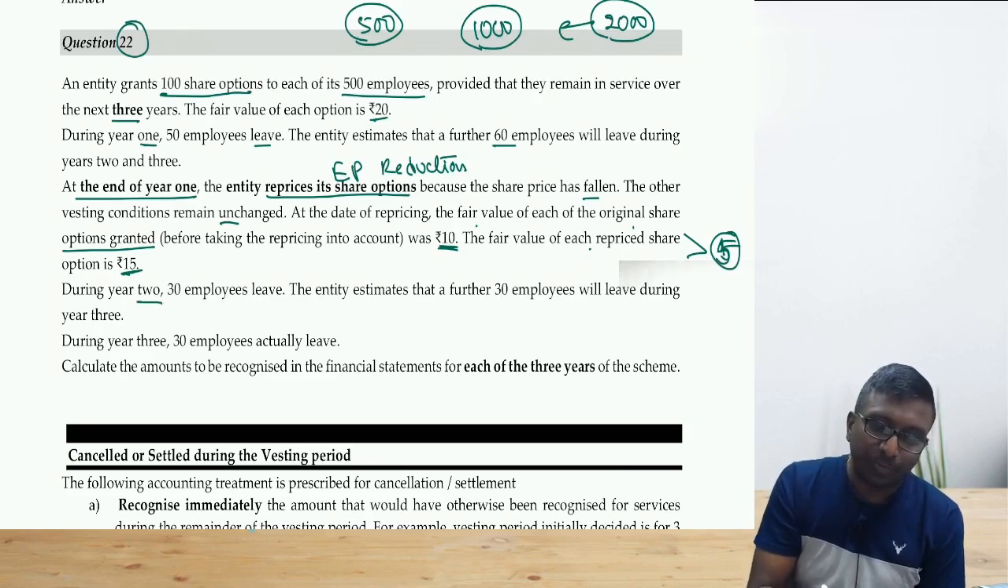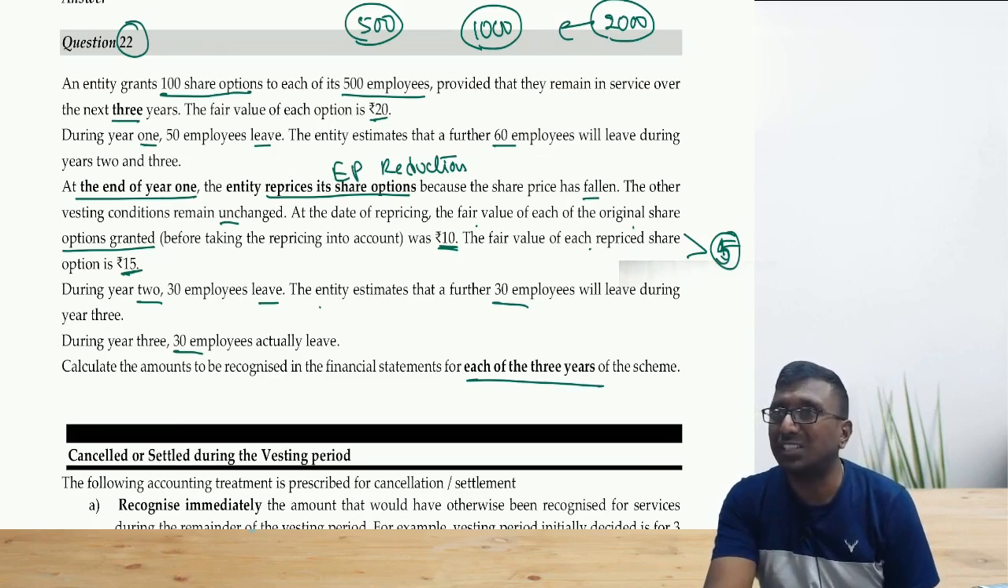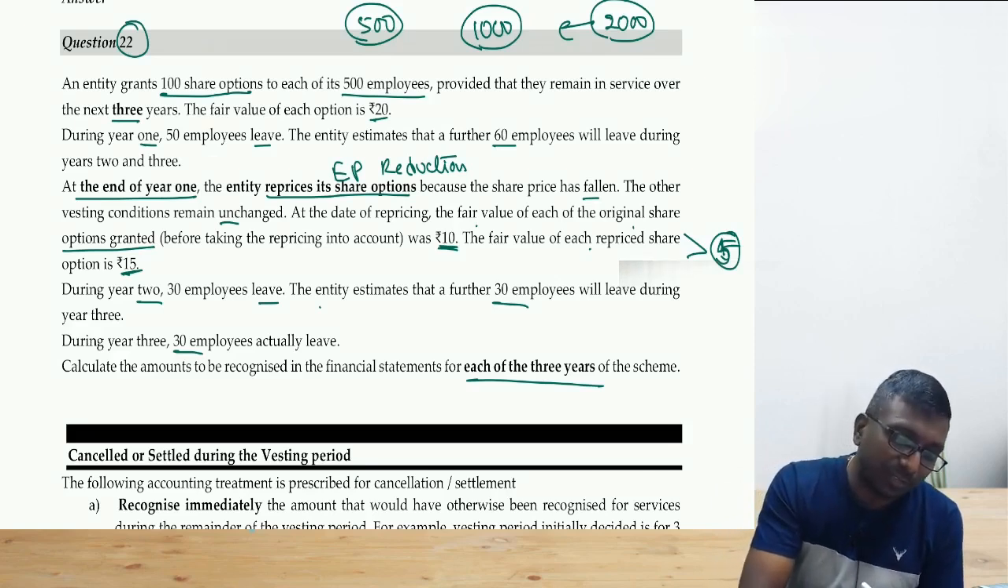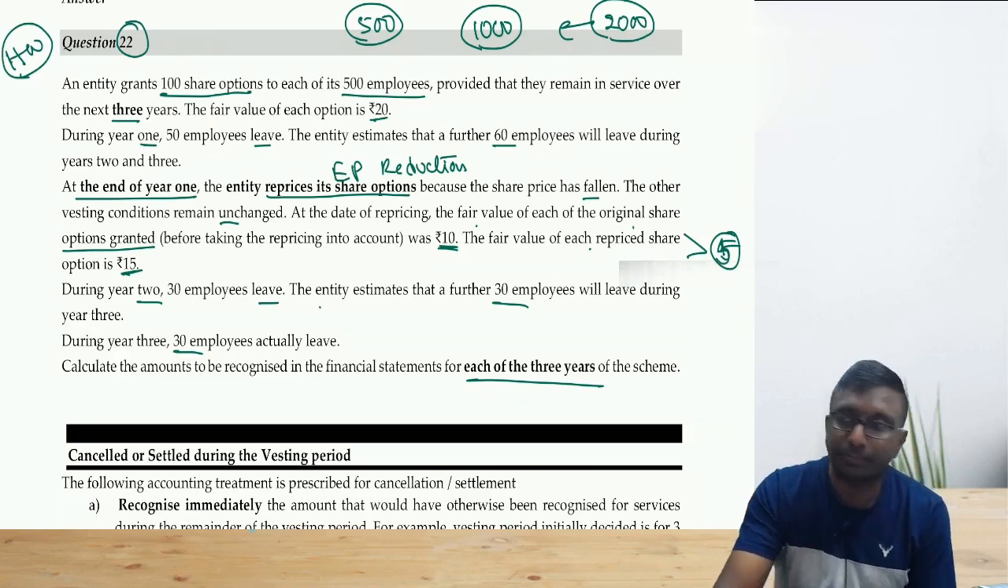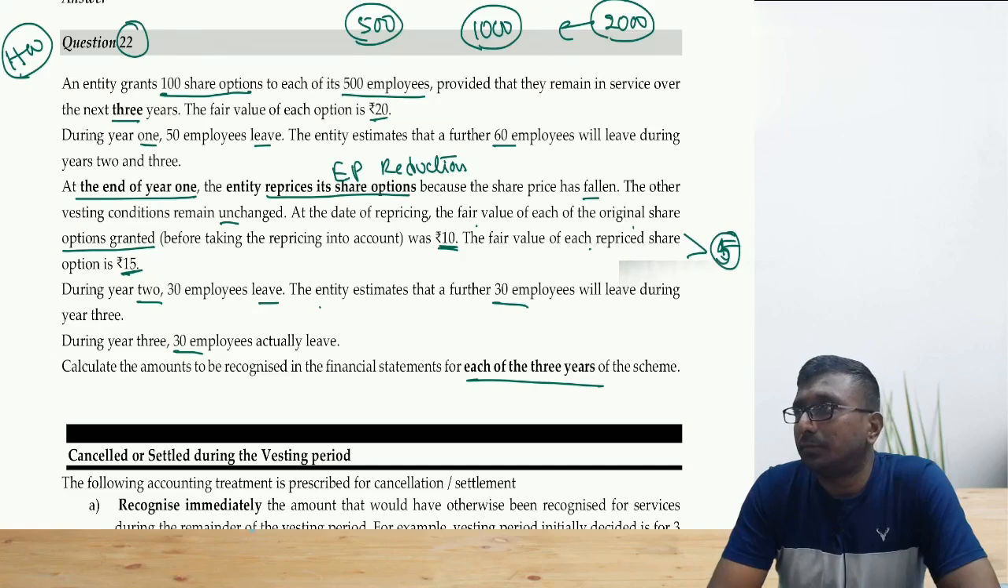During year 2, 30 employees left. The facts and numbers are given. They estimated that another 30 will leave next year. Exactly 30 only left. Calculate the amount recognized in the financial statements in each of the 3 years of the scheme. Isn't it the same thing? You try it at home only. Same thing, there is no change at all. This is homework. No new element.